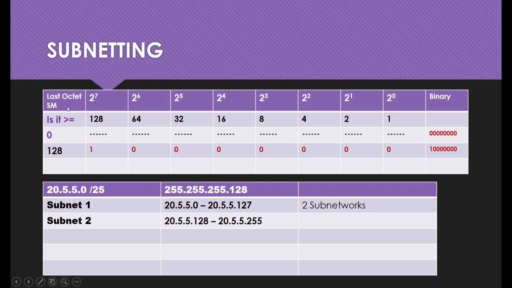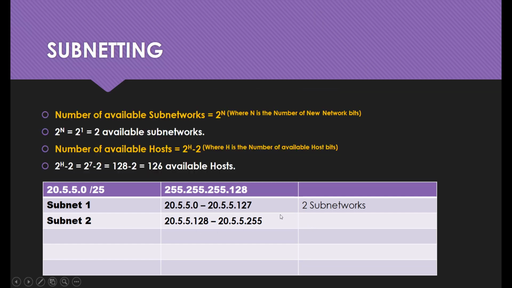So this is still the last octet of the subnet mask, and we can see where we borrowed the 1 bit, which is the first bit, and we made it to be 1. So that made it to have 128 as the subnet mask, which is what we have here, 255.255.255.128. And you can see that we have 2 subnets that were created from this network. So let's see how we did that.